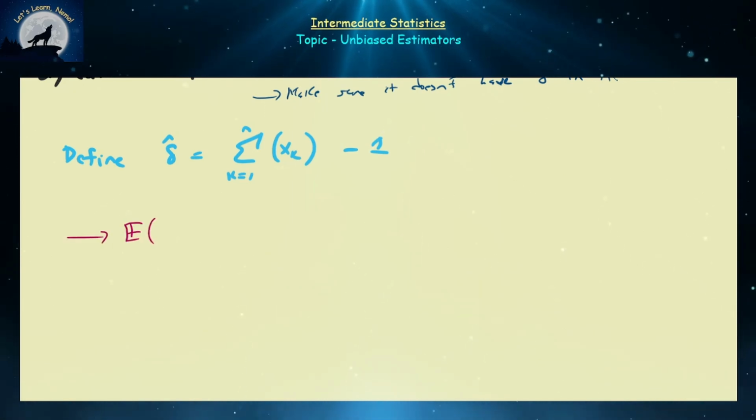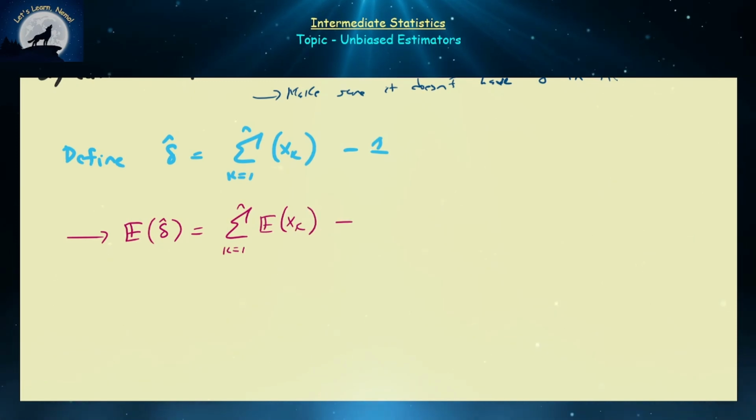So the expectation of delta hat will be equal to the sum from k equals 1 to n of the expectation of xk minus the expectation of 1. Keep in mind 1 is not a random variable, so the expected value of 1 is just equal to 1. And then we're going to have the sum from k equals 1 to n. Each of these xk's are identically distributed and independent.